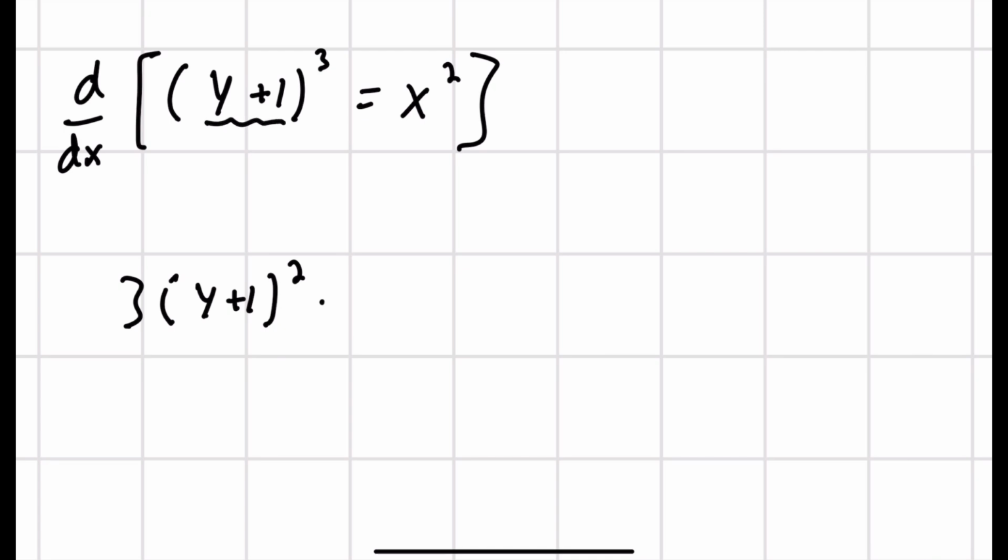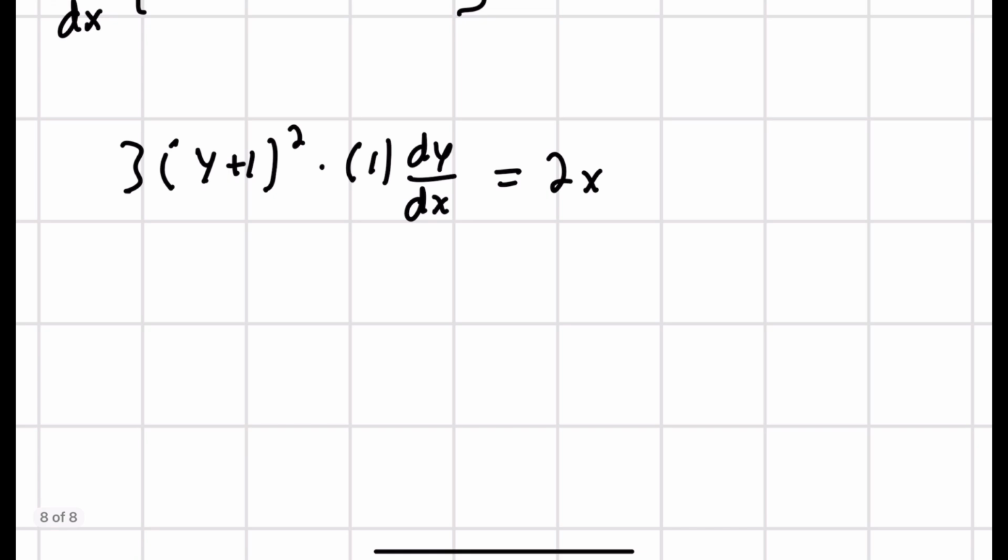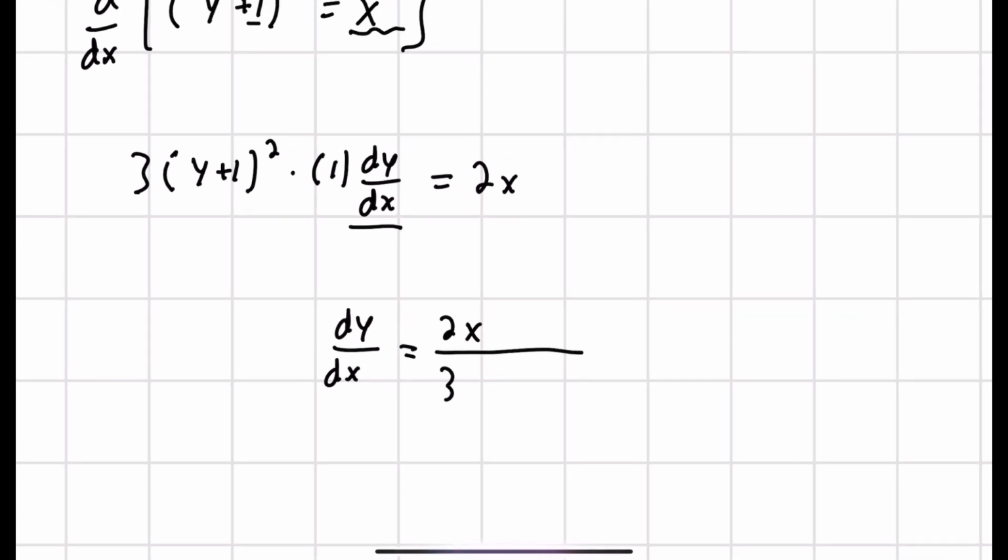So the derivative of y is 1 dy over dx, and the derivative of 1 is simply 0, so we can leave it as is. And this is equal to the derivative of x squared, which is 2x. Our next step is to isolate dy over dx. So that gives us dy over dx equal to 2x over 3(y + 1) squared. And this would be our final answer.